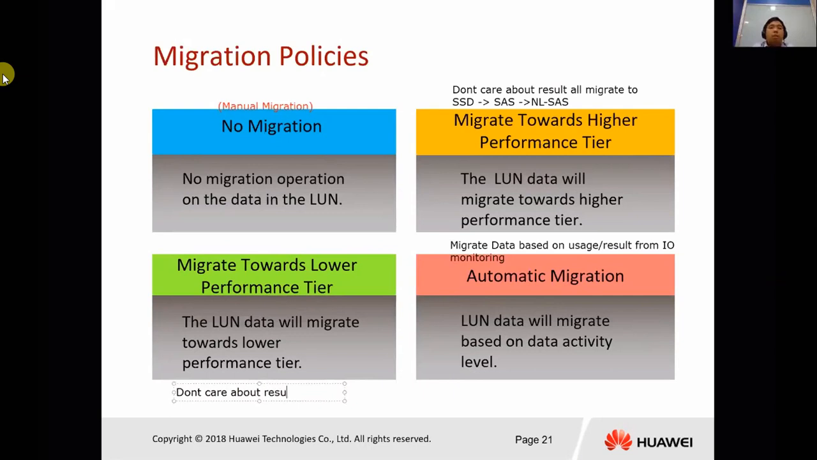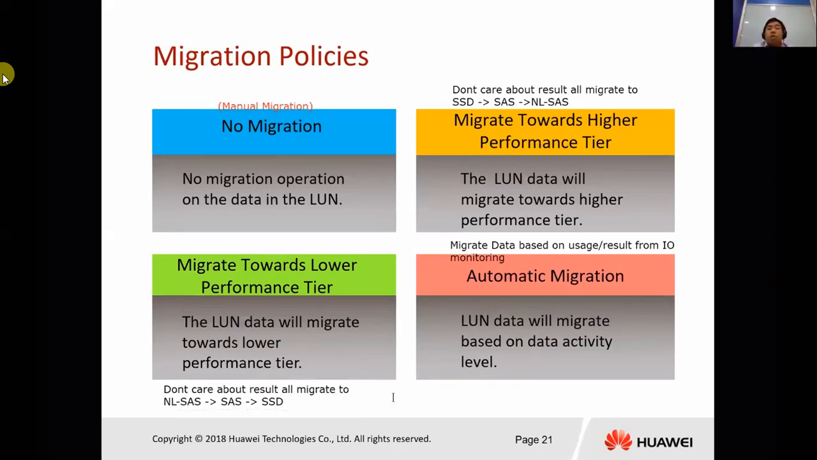Or migrate down, to nearline SAS. If nearline SAS is full, then you migrate to SAS, and in the end you migrate to SSD. So you don't care about the result. Everything goes down. You're hot, warm, cold, go to nearline SAS, as long as nearline SAS has space. So these are the 4 migration policies you can select from.